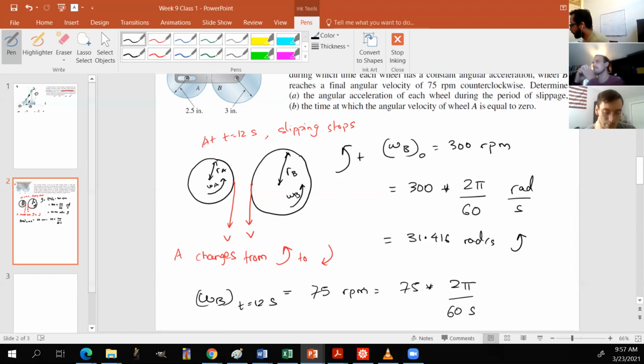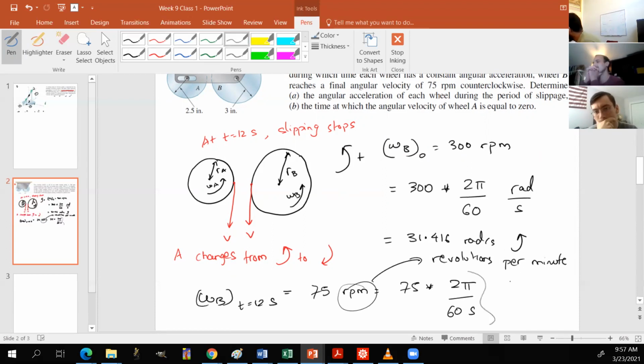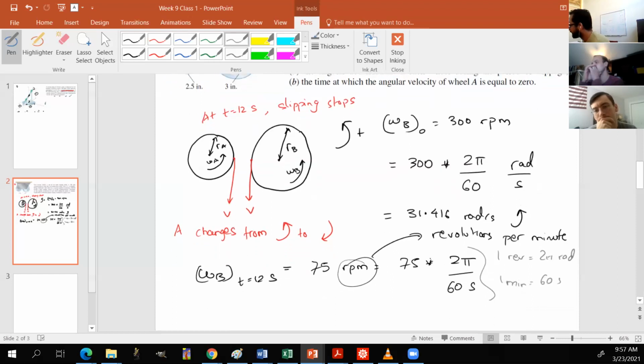Do you guys know what RPM is? Yeah, revolutions per minute, right? It's okay if you don't know, that's totally fine. So one revolution is equal to 2 pi radians. 1 minute is equal to 60 seconds. That's basically what I'm doing to convert this into radians per second.